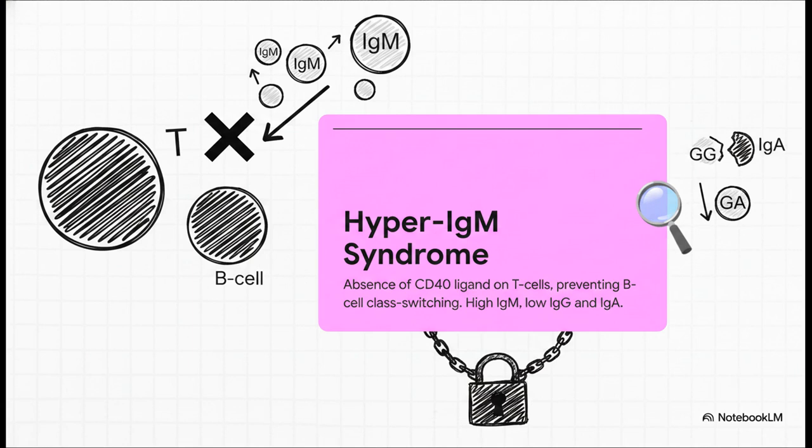Rounding out our combined defects is hyper-IgM syndrome. The biochemical mechanism here is an absence of the CD40 ligand on T cells. Because CD40L is required to signal B cells to undergo class switching, the immune system is essentially paralyzed in its default state. This inability to class switch leaves IgM elevated or normal while completely depleting IgG and IgA.